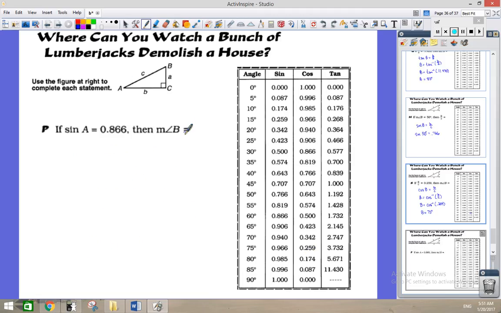It wants the measure of an angle, so that's an inverse. And it's telling me what the sine of angle A is. So let's try to figure this out. The sine of angle A is the opposite leg over the hypotenuse, A over C. And so they're telling us that this ratio of A divided by C is 0.866.